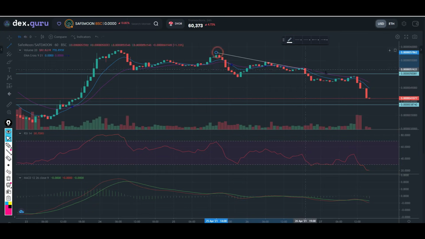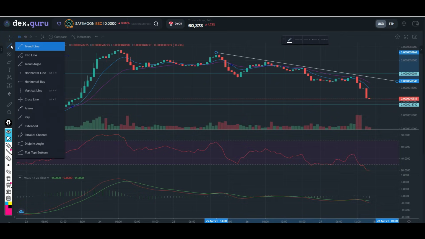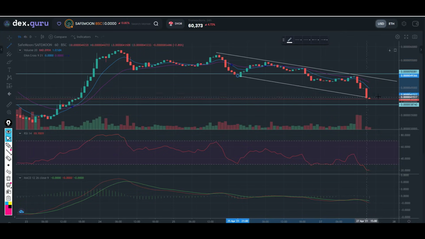Apart from that, we're now forming lower lows and lower highs. As you can see, we're forming this little channel right over here of lower lows, lower highs. In fact, it actually looks like we've even broken past that channel, indicating potential for a much larger downtrend, because this bottom line is a level of support. The fact that we didn't get that little bounce back higher and we broke below that level of support shows really strong selling pressure, and that a lot of buyers who bought up Safemoon have really begun to sell a lot of their positions.